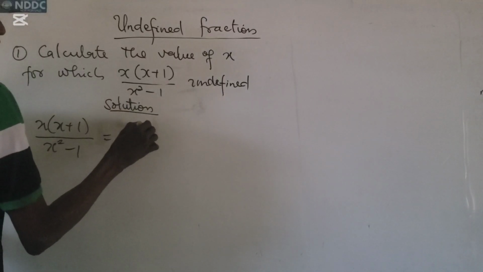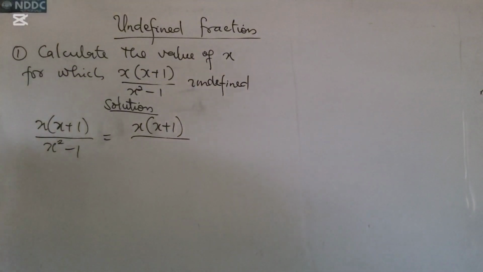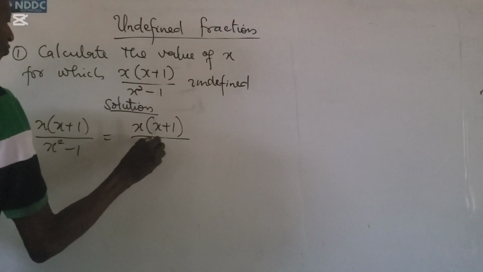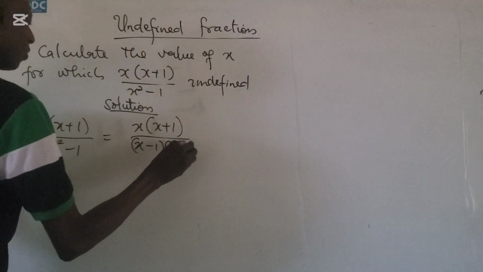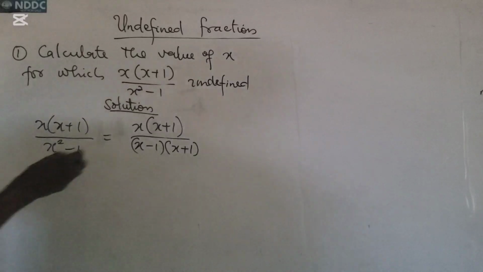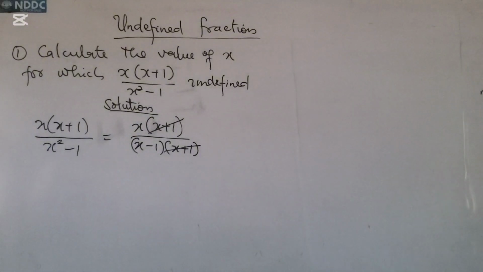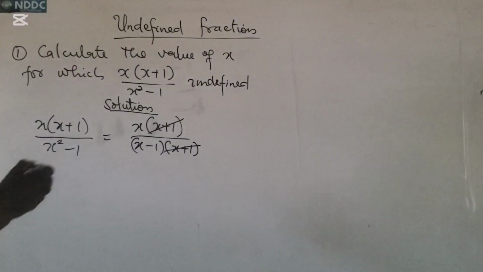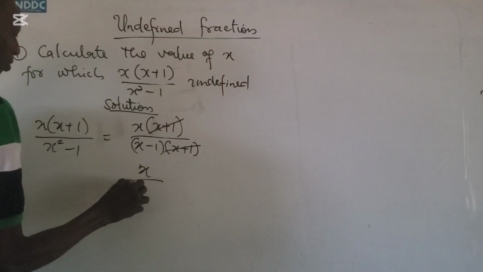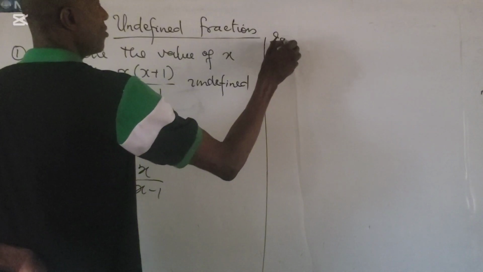Here is now x into x plus 1. What you have to do is apply the difference of two squares at the denominator. So we have x minus 1 and x plus 1. That is the difference of two squares. And by my definition, if they don't have a common factor, you equate the denominator to 0. But we have a common factor at both the numerator and the denominator, so we can cancel this. So when you cancel that, you are left with x into x minus 1. So therefore, let us equate the denominator to 0.